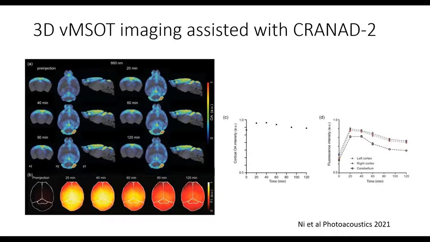Next, we performed simultaneous epifluorescence and VMSOT imaging. As shown on the left side, the signal increase is very specific and very high at 20 to 40 minutes and decreases over 120 minutes. This is reflected also in the photoacoustic imaging. In addition, we can observe on the right side of the slide that there is higher uptake in the cortical region compared with the cerebellum.